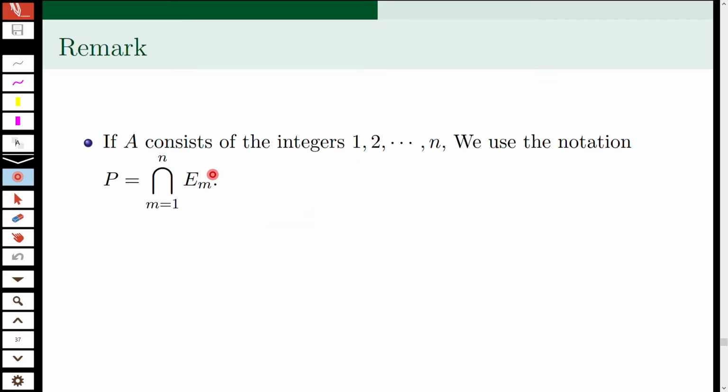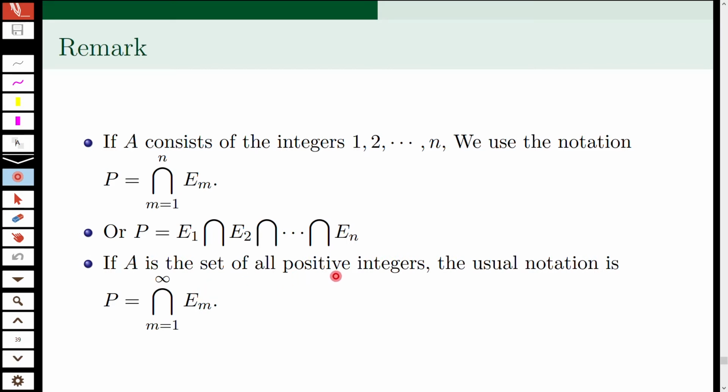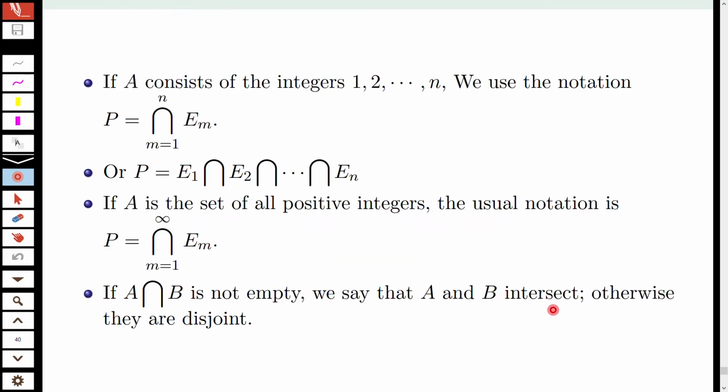Now if A consists of the integers 1, 2, etc., n, we use the notation P equal to intersection m is equal to 1 to n of Em, or even E1 intersection E2 intersection etc. intersection En. So it is a finite intersection. If A is the set of all positive integers, the usual notation is P is equal to intersection m equal to 1 to infinity of Em. Here also infinity is not an extended real number. It just represents that it is a countable collection of sets. If A intersection B is not empty, we say that A and B intersect, otherwise they are disjoint.